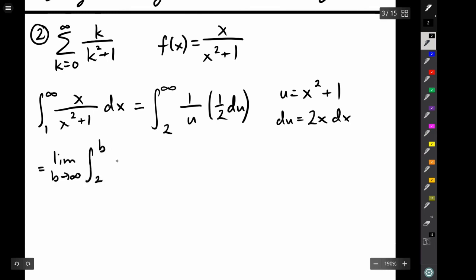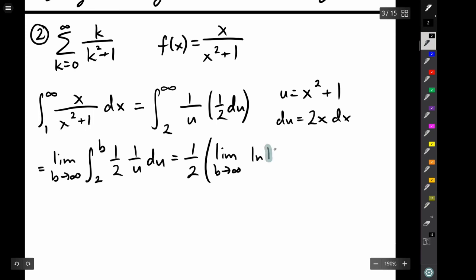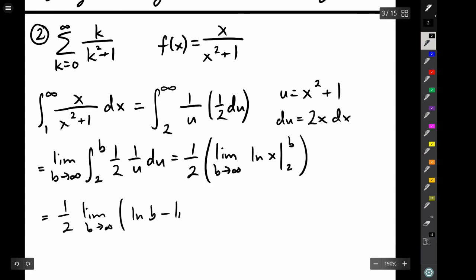2 to b. This is going to be 1/2 over u du. I should have factored that 1/2 all the way out first, but we'll do it now. I'm just going to pull it all the way out. And we got the limit as b goes to infinity. Here we have ln of b. Oh, sorry, ln of x from 2 to b. So this is 1/2 limit as b goes to infinity of ln of b minus ln of 2. And if you remember, ln does go to infinity, albeit very slowly. So this limit is infinite.